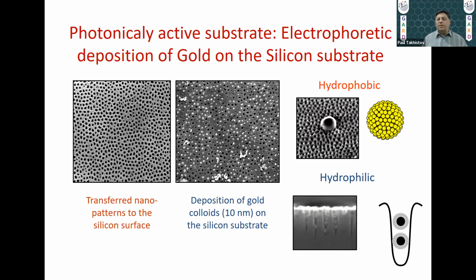This is an example of how we can use a nanoporous substrate, specifically aluminum, and an electrokinetic phenomenon, electrophoresis, to put nanoparticles inside the pores. The size of the pores is about 10 nanometers. And actually, we create a photonically active structure that can be used for optical biosensors.